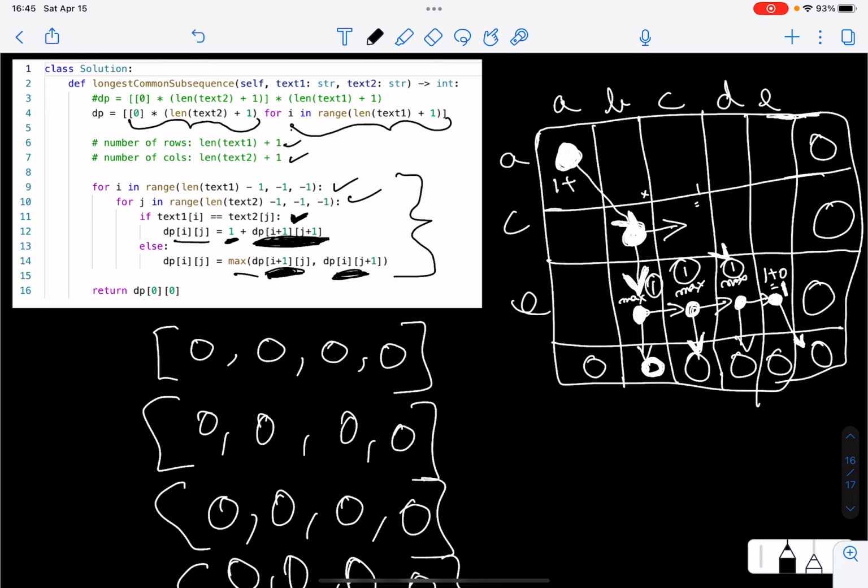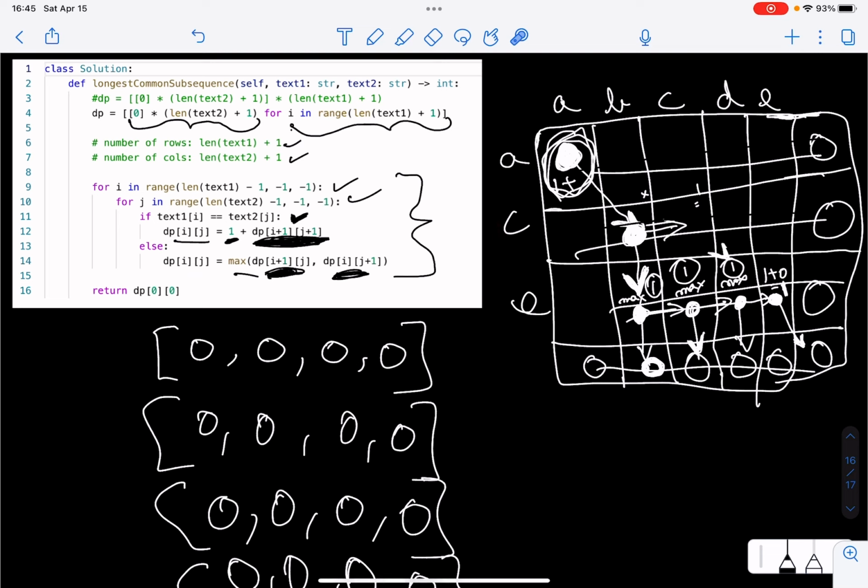So once this loop runs, we'll essentially have all the values populated for all these rows and columns. Once that's done, our final answer would essentially be the value over here, because recall that this particular cell means the longest common subsequence of this entire string and this entire string, and that's what we want. Hence, at the end, we can just return dp at 0, 0. So that's the solution.